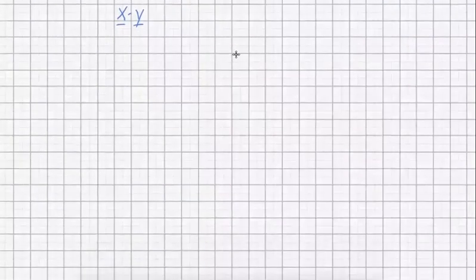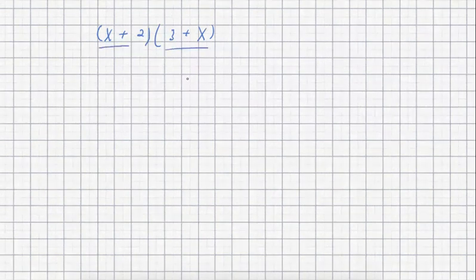Now, let's say you have something in parentheses, x plus 2 times 3 plus x. Here in the middle, you have a multiplication. So each one of them is a גורם, 1 and 2. Does it make sense? Do you have any questions?